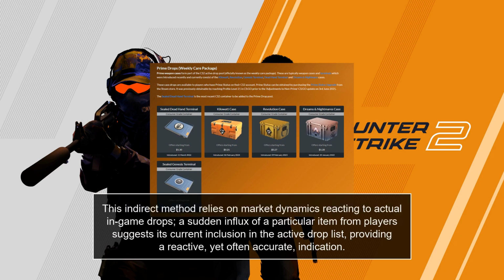This indirect method relies on market dynamics reacting to actual in-game drops. A sudden influx of a particular item from players suggests its current inclusion in the active drop list, providing a reactive, yet often accurate, indication.